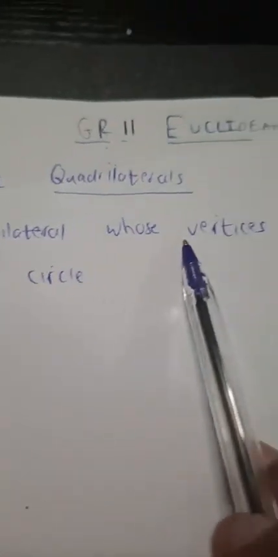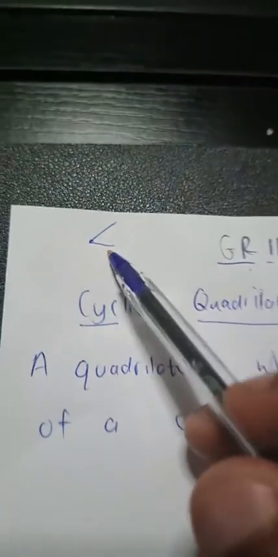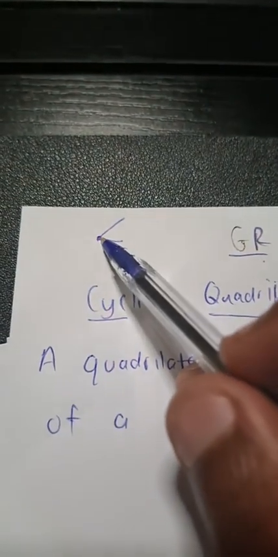A quadrilateral whose vertices, this word vertices, comes from the singular word vertex. What is a vertex? A vertex is simply the point where two lines meet. We call that a vertex. This here is called a vertex. Where two lines meet exactly, we call that a vertex.